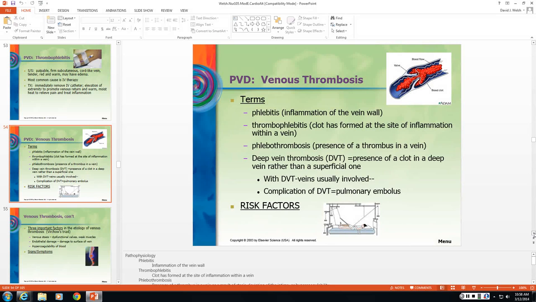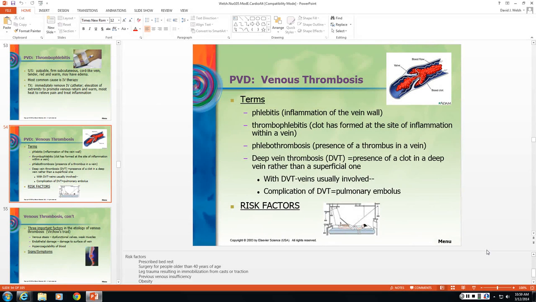Now with DVT, the deep veins usually are involved. A complication of a DVT is going to be pulmonary embolus. Risk factors for getting a DVT: prolonged bed rest; surgery for people older than 40 years of age is a big risk factor; any kind of leg trauma resulting in immobilization, cast, or traction.